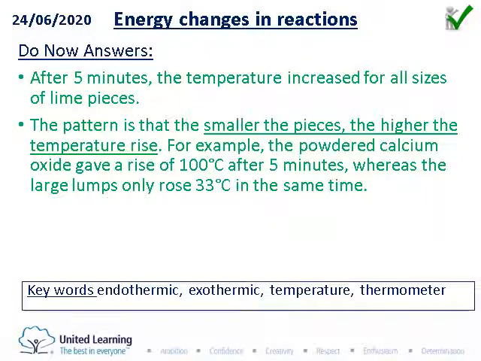So like we said, after 5 minutes, the temperature's increased for all sizes of lime pieces, okay? The pattern is that the smaller the pieces, so from large to powdered, the higher the temperature rise. And remember, when we're describing, we always give specific figures from the data. So I've said, for example, the powdered lime gave a rise of 100 degrees Celsius after 5 minutes, whereas the large lumps in comparison gave 33 degrees Celsius. Apologies for the error I've made there. I've said calcium oxide for some reason, which isn't right.